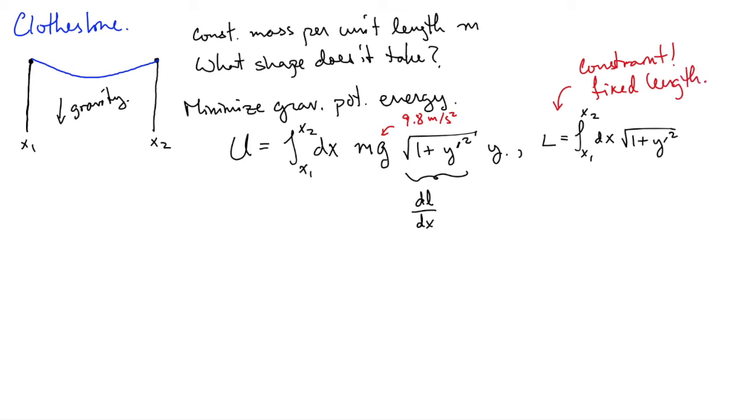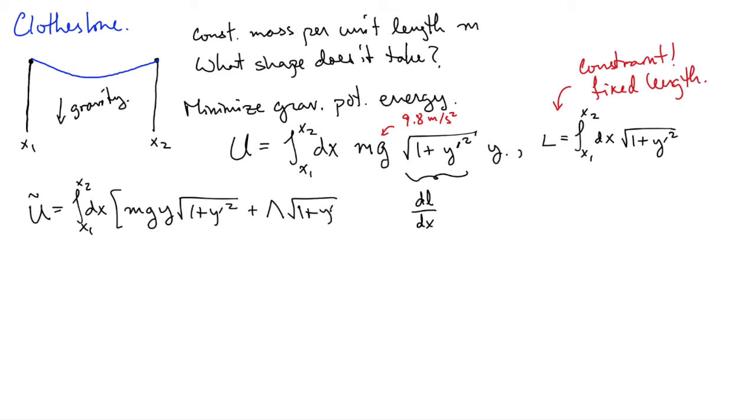Fixed length clothesline. Okay, so the way we're going to go about solving this is writing down our modified version of u, which includes our constraint. And again, it's an integral constraint. So this is mg y times the square root of 1 plus y prime squared, plus lambda times the square root of 1 plus y prime squared.